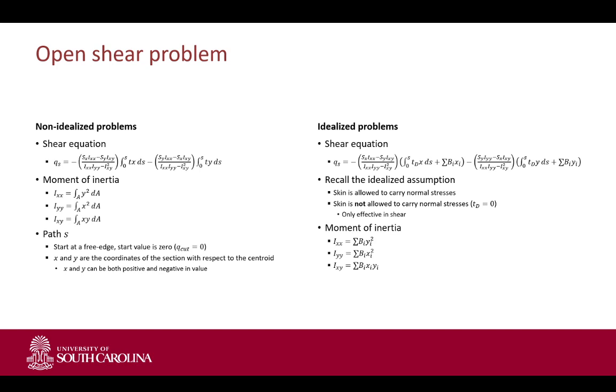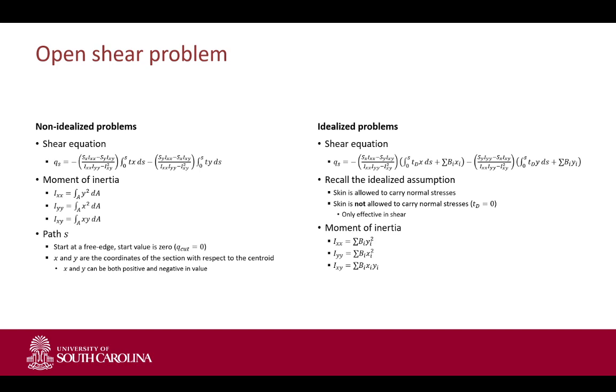So for the idealized section, if we assume that it can carry normal stresses, direct stresses, or axial stresses, that indicates that tD in this equation is non-zero. If we say the skin is not allowed to carry any normal stresses, or it's only effective in shear, that means that tD is equal to 0. And that basically reduces your equation.